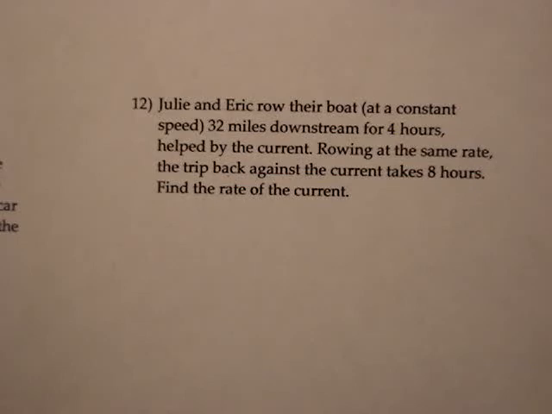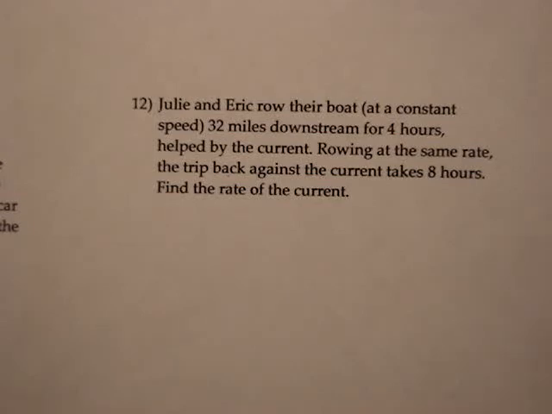Julie and Eric row their boat at a constant speed 32 miles downstream for 4 hours, helped by the current. Rowing at the same rate, the trip back against the current takes 8 hours. Find the rate of the current.